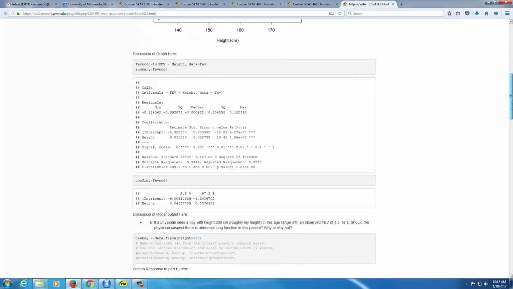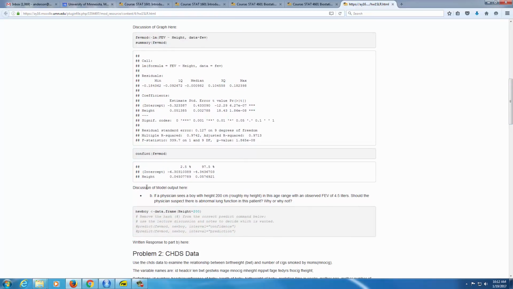Down below the regression model output, it says discussion of model output. Right in here, in your markdown file, at this point you would type to me about the sign of the slope, the estimated slope right here for height. Talk about the sign of that coefficient, whether it's positive or negative. Also talk about the significance of the coefficient, dealing with the test statistic and the p-value, about what it says about the relationship. And then also use the confidence interval right here for the slope.